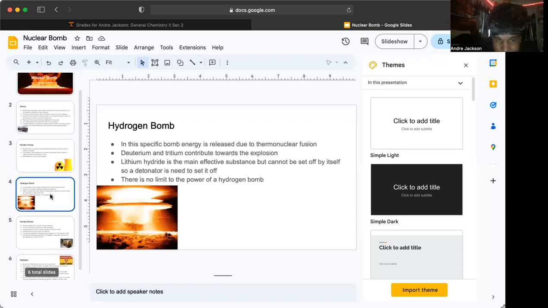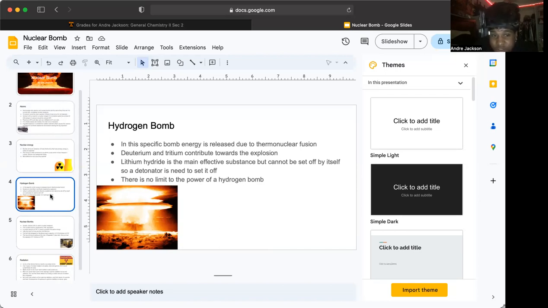Hydrogen bomb. In this specific bomb, energy is released due to thermonuclear fusion. Deuterium and tritium contribute toward the explosion. Lithium hydride is the main effective substance, but cannot be set off by itself. So it uses a detonator, which is the simplest way to explain how it is able to get set off and create that big explosion.